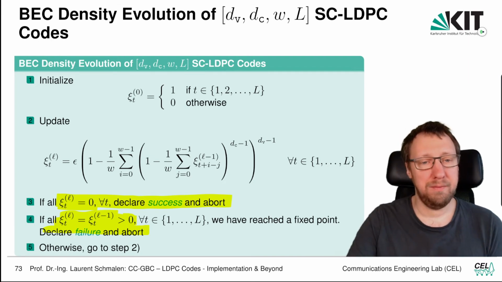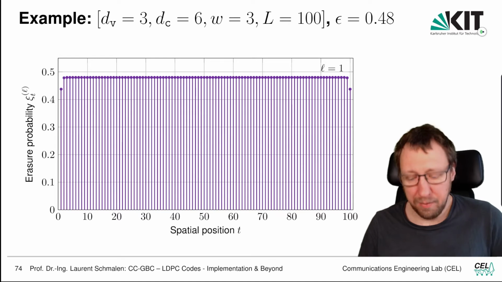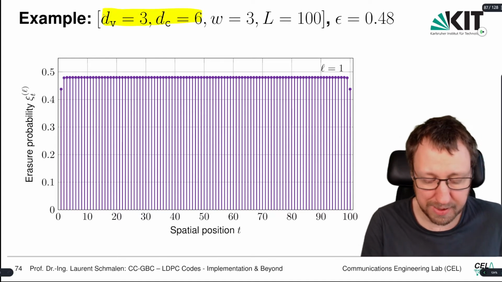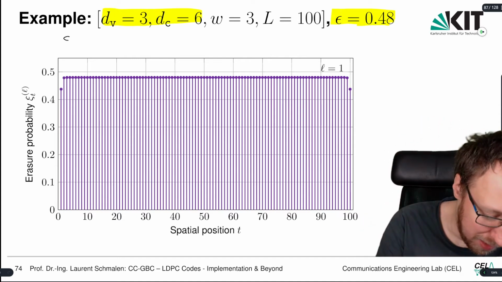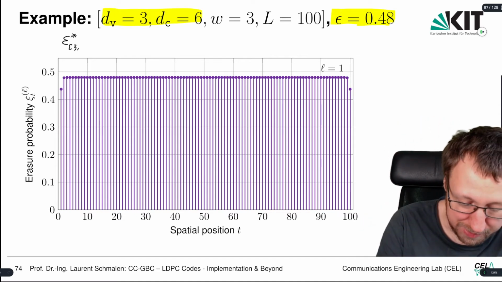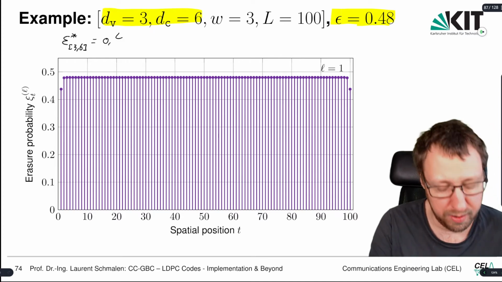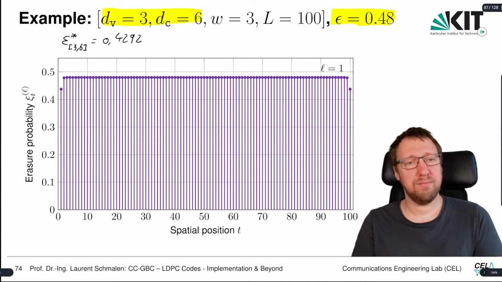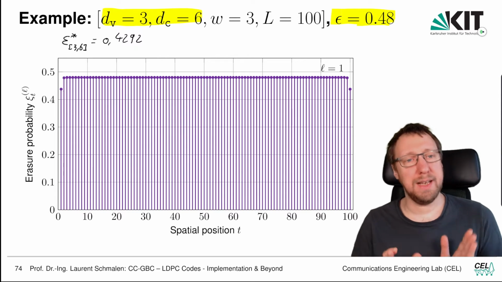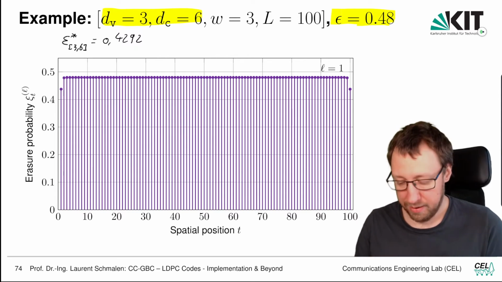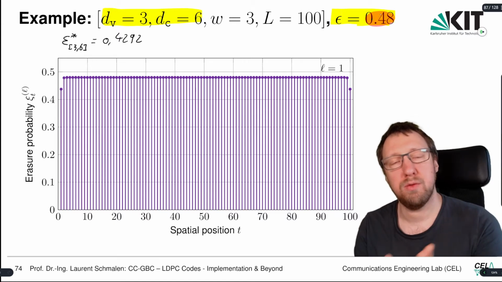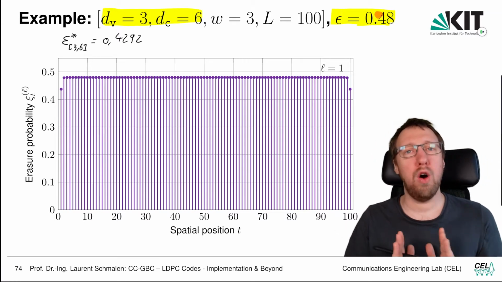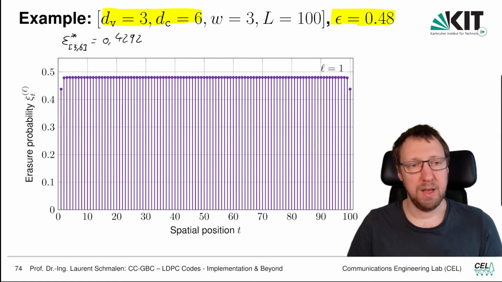So let's take a look at an example. Looking at an example, dv equals 3, dc equals 6, and epsilon equals 0.48. So we know that epsilon star of the (3,6) LDPC code is equal to 0.4292 roughly. So that's the threshold of the (3,6) LDPC code. And now we're looking at an epsilon of 0.48, so we are way beyond this threshold. With the (3,6) LDPC code, there is no hope that we can decode this. So let's take a look at what happens here.